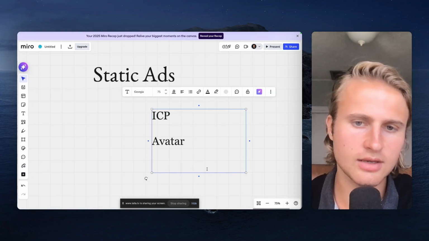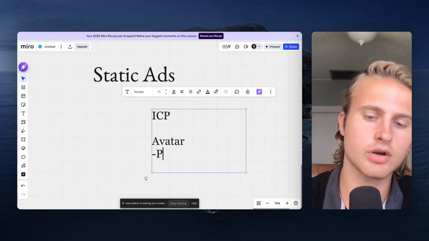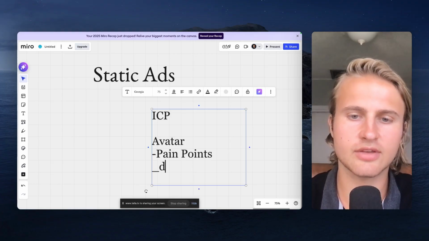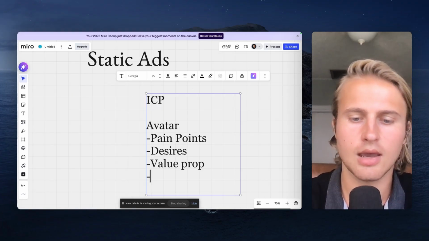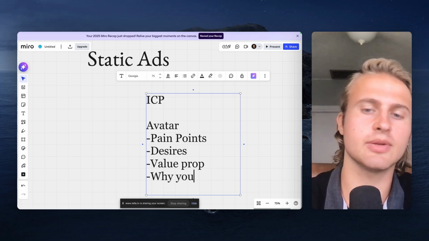The core things that you need to understand about your avatar are: what are their pain points? What are their desires? What is your value proposition? How can you fix their problem? And why should they choose you over other companies in the same niche?